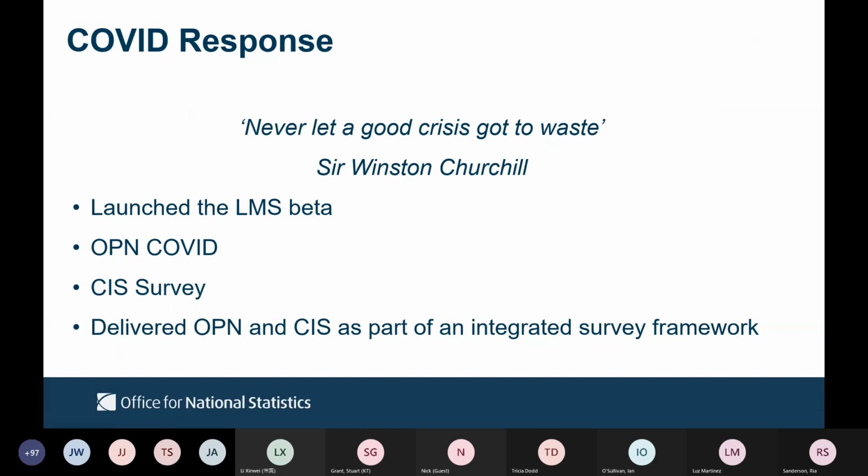So perhaps I shouldn't say it, but never let a good crisis go to waste, as Sir Winston Churchill is noted as saying. As a consequence of the pandemic, we've launched the LMS Beta Survey, and that is live and operational now, and there are no plans at all to decommission that. That will continue. So in effect, we are collecting labour market data as part of a parallel run, albeit a very limited parallel run already. The opinion survey has been transformed and integrated into that design, as has the COVID infection survey. So we've actually, as a consequence of the pandemic, taken some substantial steps forward towards the delivery of an online first integrated statistical model for ONS's household surveys. And I will stop there.